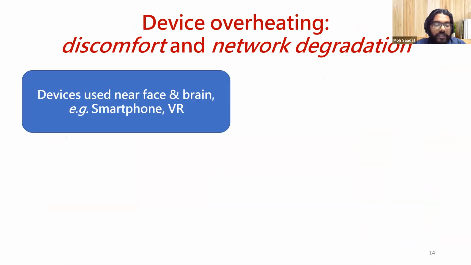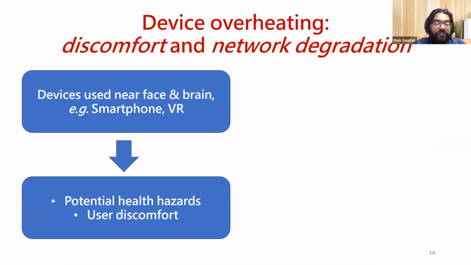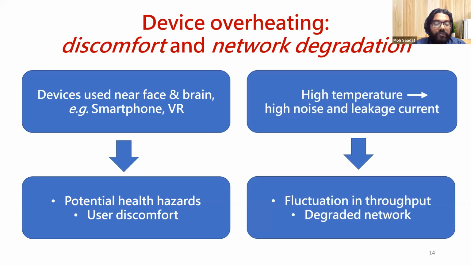The issue with device overheating is twofold. Firstly, overheating of devices used near the face and brain imposes potential health hazards as well as causing user discomfort. Next, the network performance is also degraded as the higher temperature causes higher noise and leakage current, leading to large fluctuations in throughput.